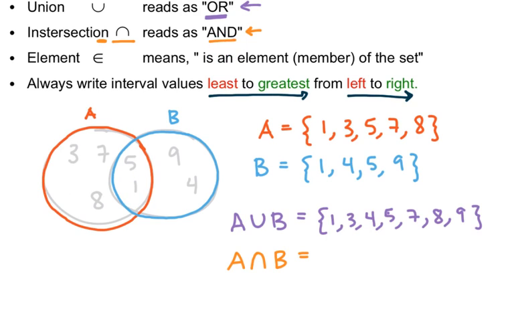And you can see here we've got this region in the center where the two sets are intersecting. So the intersection of the two sets is only the values 1 and 5.